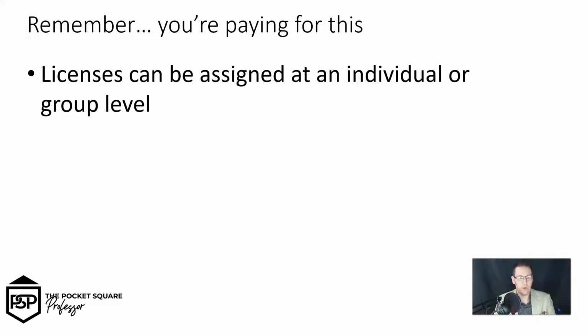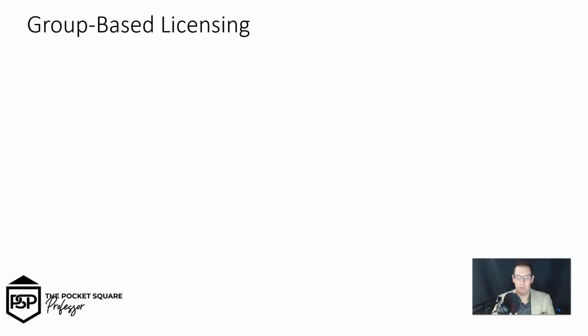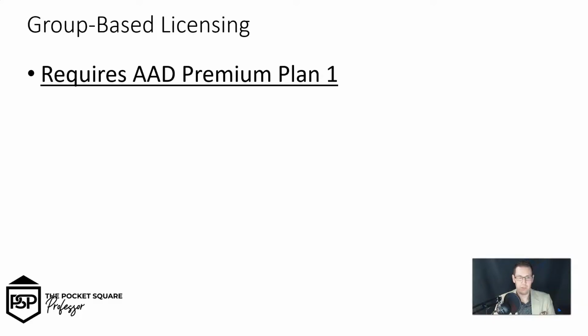So what we're going to do here is start looking at group-based licensing. We can essentially create a group, and when we add a user to that group, they'll automatically inherit the license. Couple caveats here. We require the Azure AD Premium Plan 1 license for this to happen. So that means we have to have the EMS E3 or EMS E5, a standalone Azure AD Premium Plan 1 license or the Premium Plan 2 license, or a Microsoft 365 E3 or E5. Any of those will include this Premium Plan 1 license.